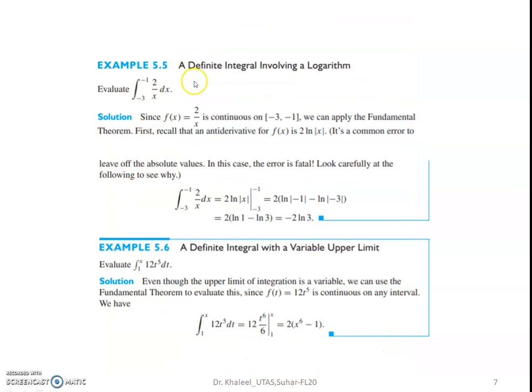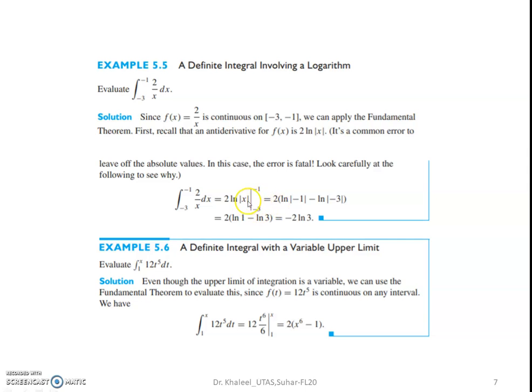Then we have a definite integral involving the logarithm, you see, from minus 3 to minus 1 of 2 by x dx, and we just apply it here. And don't forget, we must write that the integration of 1 by x dx is ln of the modulus. If you don't write the modulus, then you will get a wrong answer here. So therefore, the integration of 1 by x dx is ln of the modulus.